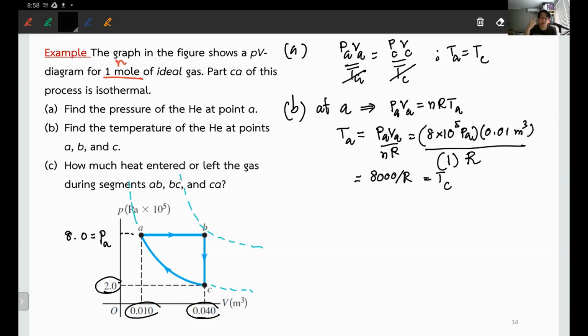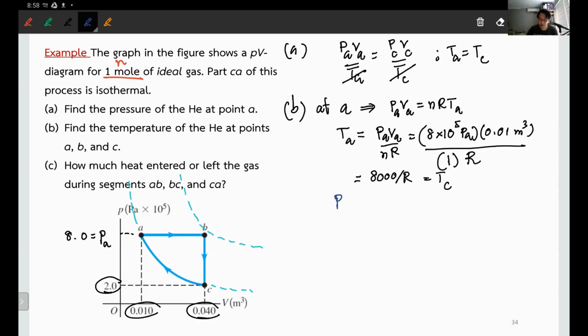Now you already got temperature at 2 points. Now you need to figure out the temperature at point B. What do you think is going to happen? You're right, we have only one relationship to use here. Now you can pick any points because you know all the information at point A and C. So if you want to go to point B, you just compare B and pick a point.